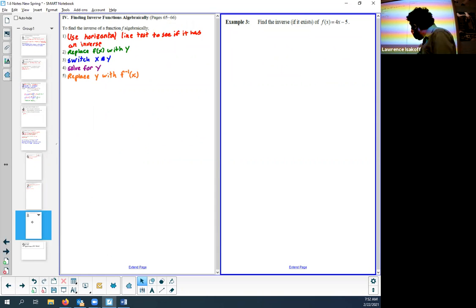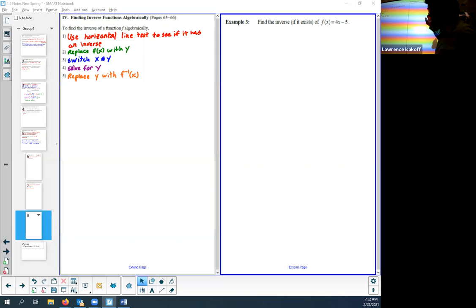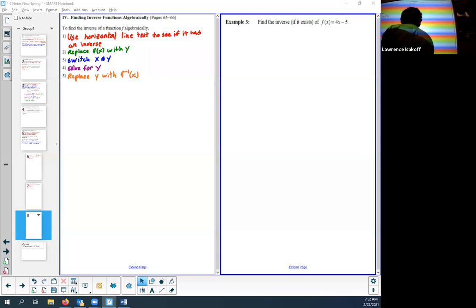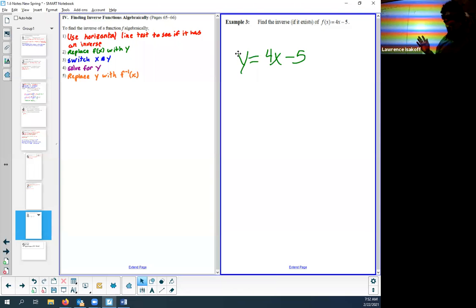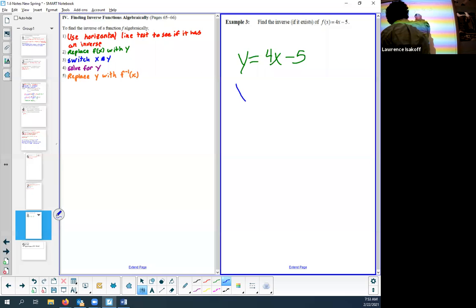Right away, this is a linear function, which is automatically going to be 1-to-1. So I know it passes the horizontal line test. So the first step just says replace f of x with y. So I just start writing y equals 4x minus 5. First step, super easy. Next step, switch x and y. So now I'm going to write it as x equals 4y minus 5.